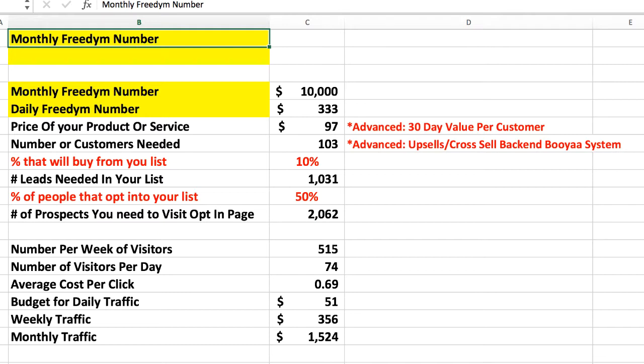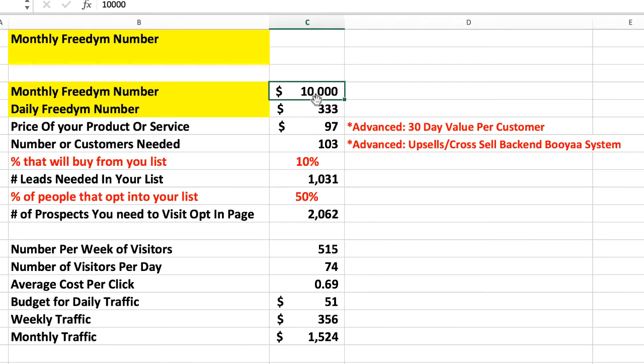So in this case, I put $10,000 here as your monthly freedom number, okay? And you can switch up these numbers or assumptions, and that's what's beautiful about having a calculator here. And so in order to achieve 10,000 per month, it came down to $333 per day. And in video 1, $97 was the example. Again, everything changes. If I were to make this $997, everything changes in what we're going to be doing here.